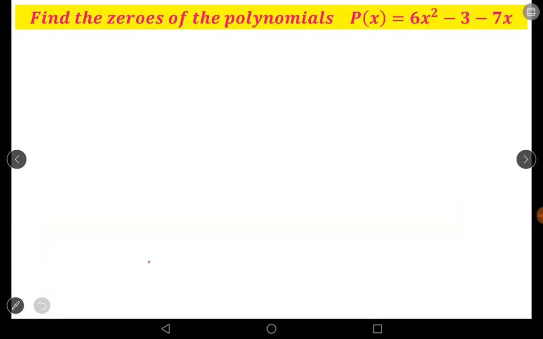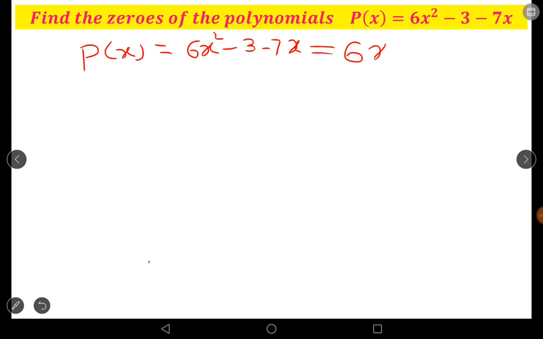First of all, observe the question. P of x is equal to 6x square minus 3 minus 7x. So write down P of x equal to 6x square minus 3 minus 7x. This is also a quadratic polynomial. Write the standard form. Standard form means highest degree term first, next term is minus 7x, the constant is minus 3. Okay, x square term, next the x term, after that the constant. 6x square minus 7x minus 3 is the quadratic polynomial.